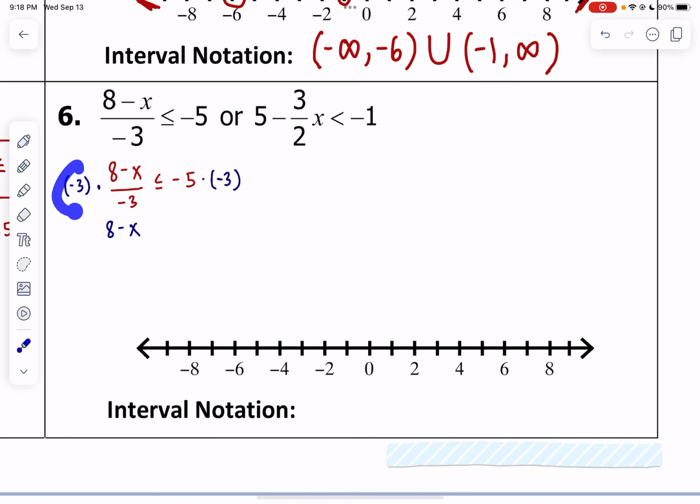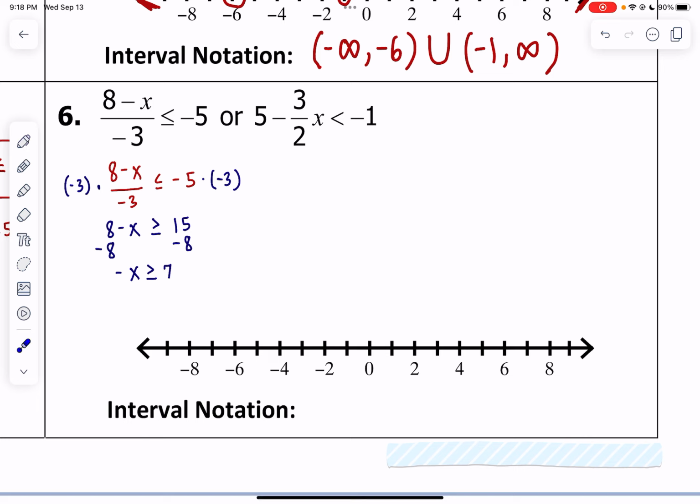Since we're multiplying by a negative number, please be real careful here. We have to flip the symbol right here. So we go this way. And then negative 5 times negative 3 is positive 15. We're really close now. We would subtract 8. Therefore, you have negative x is greater than or equal to 7.